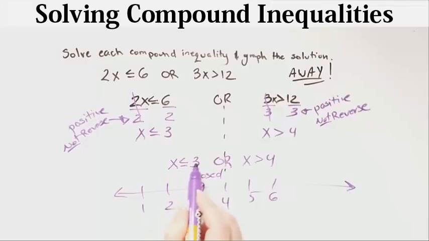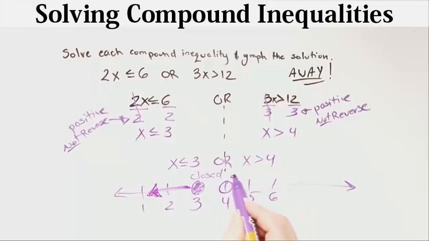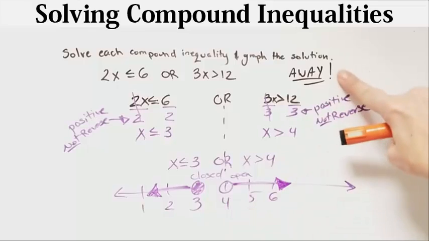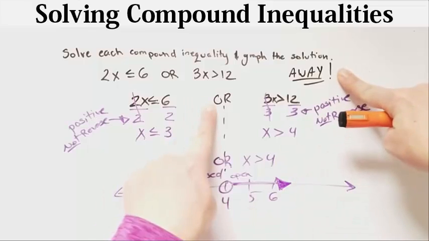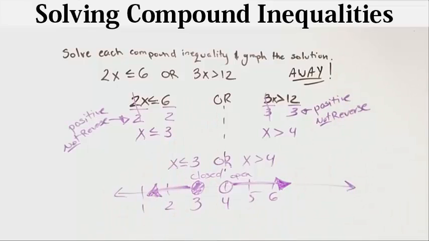I needed all the numbers smaller than 3. Smaller than 3 went this way. 4, no equal to, so he is open. I needed the numbers bigger than 4. Bigger than 4, well 5 is bigger, so it goes this way. Are these facing away like they are supposed to since it is an or problem? It is, they are, you're done.